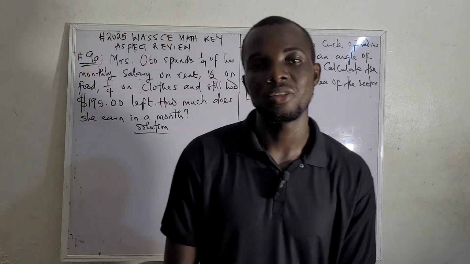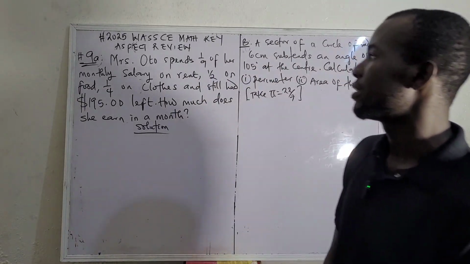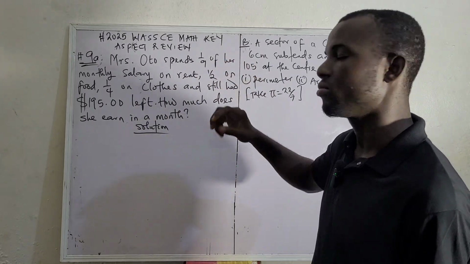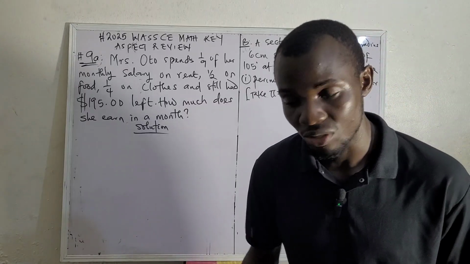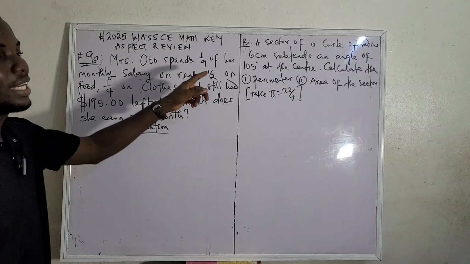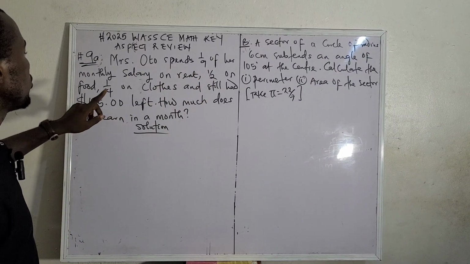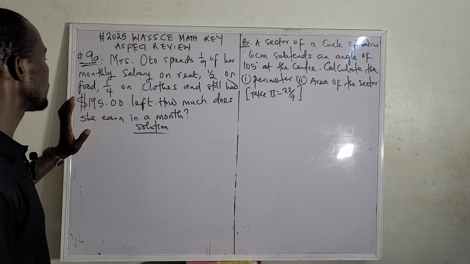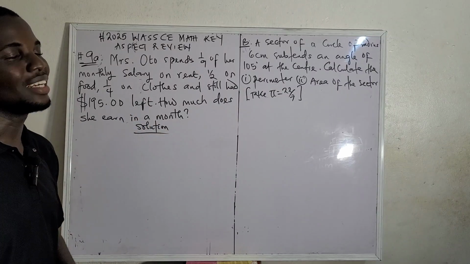Hello. Here's another question we want to look at, and it is number 9 of the past 2025 WAEC questions. This is another word problem case. Very simple. It's not complex. Mrs. Otto spends 1/9 of her monthly salary on rent, 1/2 on food, 1/4 on clothes, and still had $195 left. How much does she earn in a month?